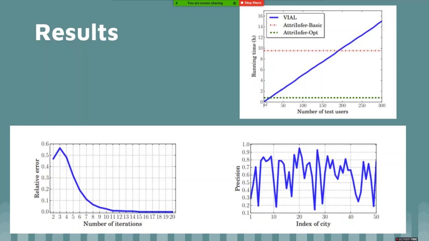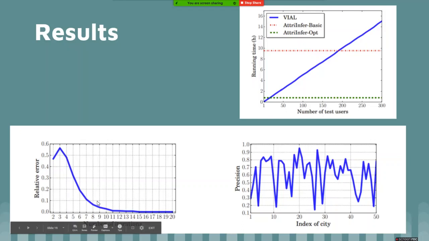Vial is just faster for only 10 users, because Vial doesn't have this prior probability logistic regressor. So sometimes if the number of users is so low, then Vial will be faster, but this is not the general case, and it's not also the use case. So basically you are interested in inferring attributes for many users, unless you have a single user who is a very important person that you are interested in his attributes.